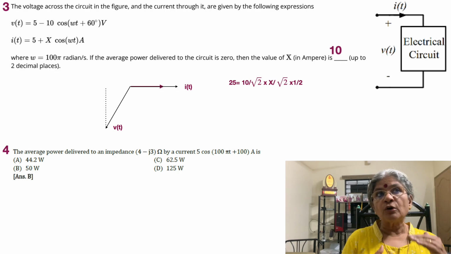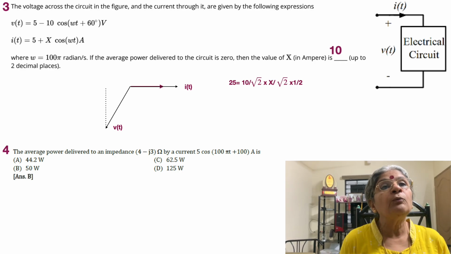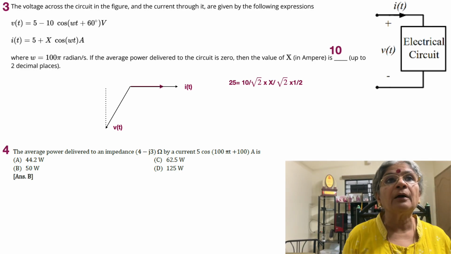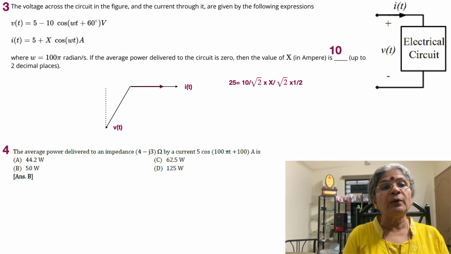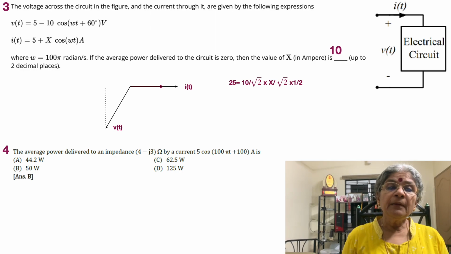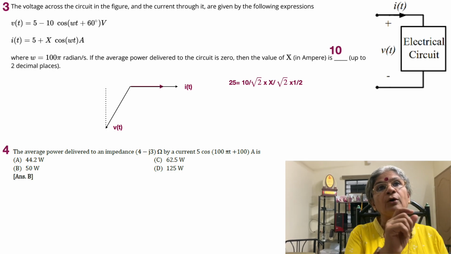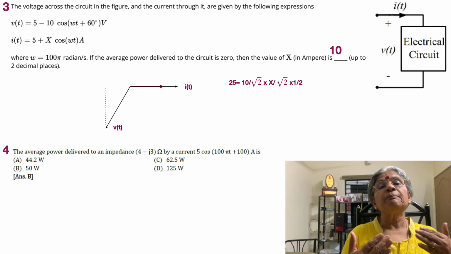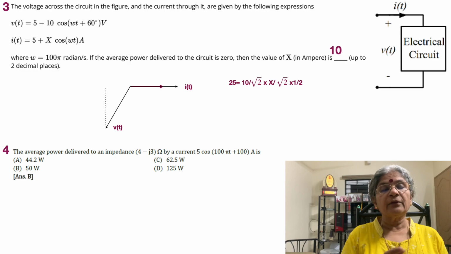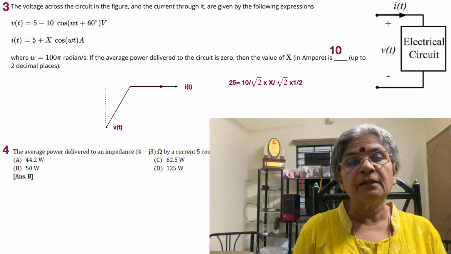Since they are both cos and both have the same frequency, we align them according to the horizontal axis reference. So we have 60 degrees in the anti-clockwise direction, which is projected back. Now we see that the current and voltage are in the opposite direction. Because of minus 10, you're projecting it back, and the horizontal component is taken, and now we are having power absorption, whereas in the other case it was power delivery. So we can set 25 equal to 10 by root 2, because 10 is the maximum value, into x by root 2, because again x is the maximum value and both are cosine, and so the angle between them is 60 degrees, so cos 60 degrees.